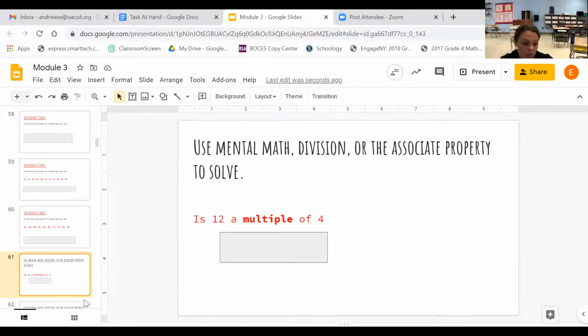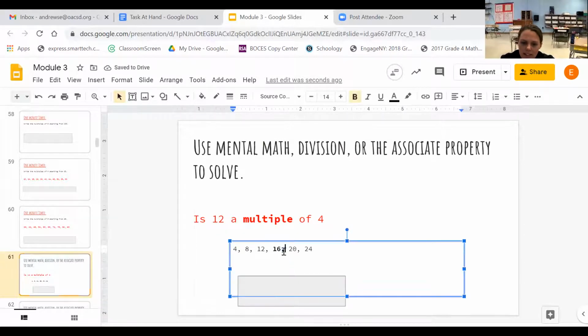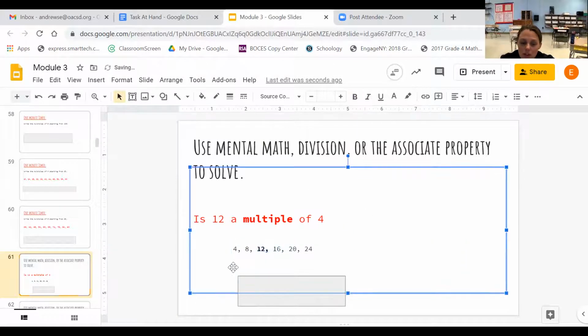What I want you to do is if you think yes, show me. Start skip counting or listing your multiples of 4. If you think no, explain why you know. Take a second, use division or the associative property. I do skip counting. All right. I don't know why I highlighted 16 because it's 12. When you are skip counting by 4s, you get to 12. So we know that yes, 12 is a multiple of 4 because when we skip count by 4s, we get to 12.